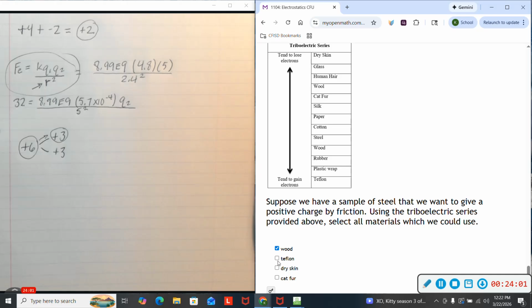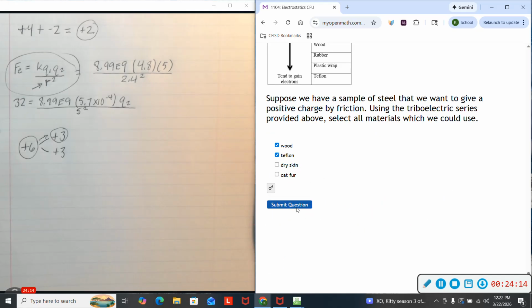I see wood and Teflon. If I rubbed steel with cat fur, for example, the cat fur would be the one that loses electrons. It would be positive. The steel would be negative. Okay, so that's how you read this chart. If we want to make it positive, it has to be rubbed with something that is below it on the list.